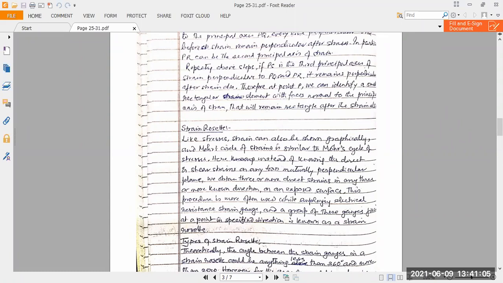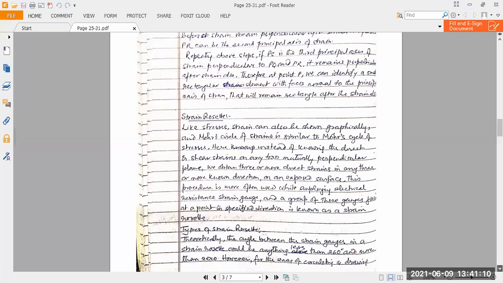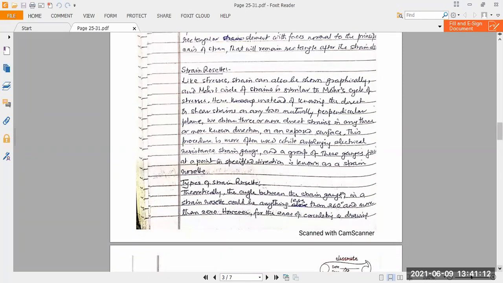Now, what are the types of strain gauges?